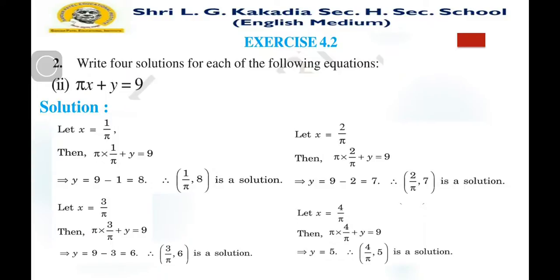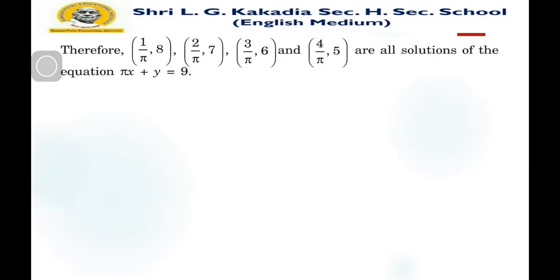By putting these values in the equation, you can verify it is equal to 9. If you put 1 over pi and 8, then you find 1 plus 8 is equal to 9. If you put 2 by pi and 7, then you find 2 plus 7 is equal to 9, and all the values satisfy the given equation. Therefore 1 over pi comma 8, 2 over pi comma 7, 3 over pi comma 6 and 4 over pi comma 5 are all solutions of the equation pi x plus y is equal to 9.